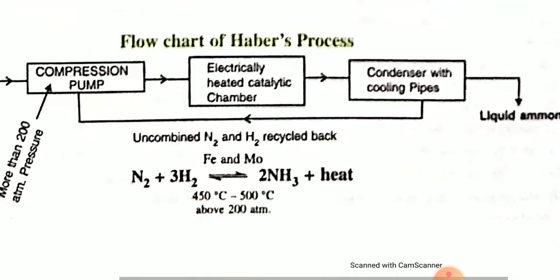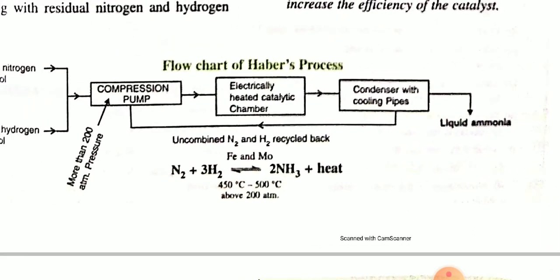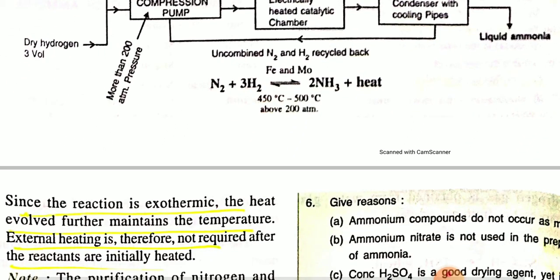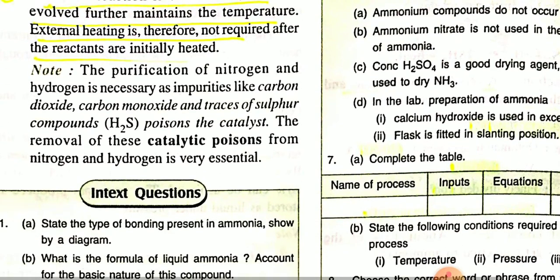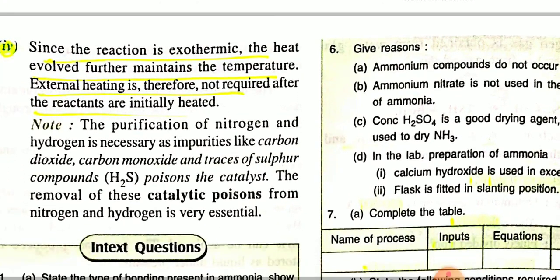These are the conditions given in the flowchart of the Haber process. Reaction, catalyst, conditions: you have to remember the optimum temperature and pressure. And since this reaction is exothermic, the heat evolved further maintains the temperature, and external heating is therefore not required after the reactants are initially heated. This is because the reaction is exothermic. Further heating is not required.